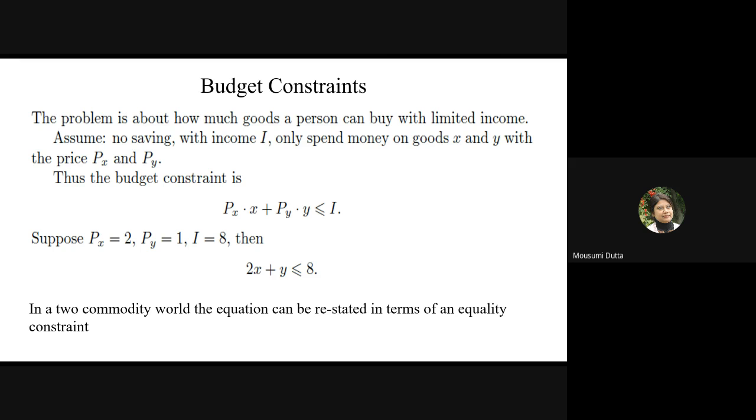So last day I introduced the budget line. The budget line is PxX plus PyY less than or equal to I. The right hand side is the income side and the left hand side is the expenditure side of the budget. To begin with, I can consider the unit price of X is 2, whereas the unit price of Y is 1, and income of the consumer is 8. In that case, I'll write the budget line as 2X plus Y less than or equal to 8.